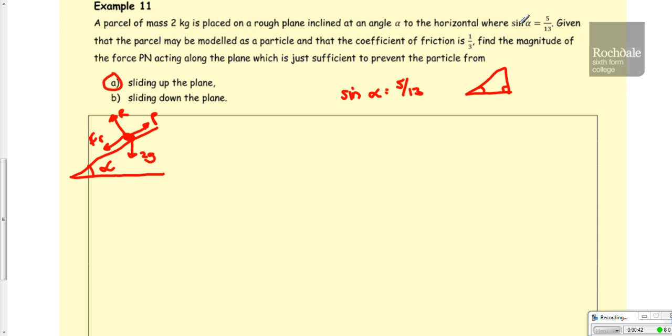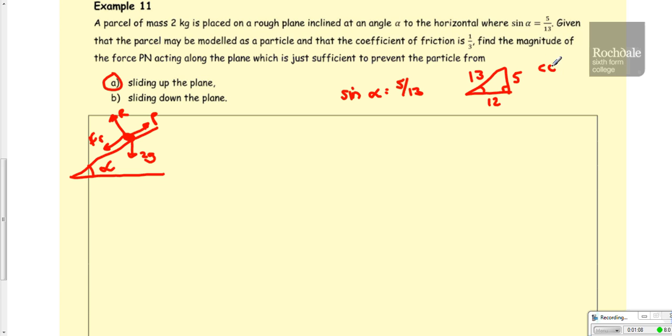We're told that sine alpha is 5 over 13. So I've drawn a little triangle up here. Sine is opposite over hypotenuse. So this is the opposite. This is the hypotenuse. And from your knowledge of Pythagoras, or you might just know, the third side here would work out to be 12. You can work that out using Pythagoras if you didn't already know. But 5, 12, 13 is a very famous Pythagorean triple.